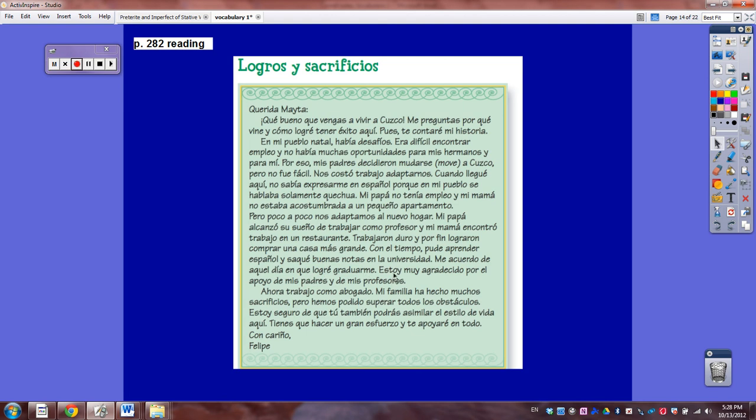I was able to graduate. I am really proud for the support of my parents and my professors. Now I work as a lawyer. My family has done many sacrifices, but we have been able to overcome all of the obstacles. I am sure that you also were able to assimilate to the style of life here. You have to have a great effort, and I support you in everything. With love, Felipe.